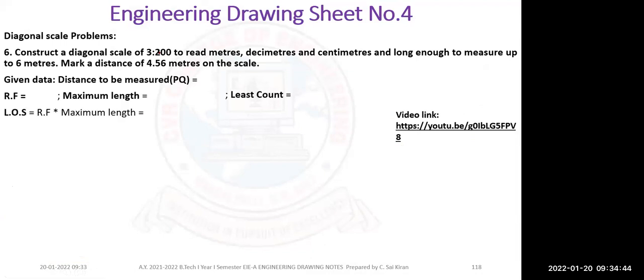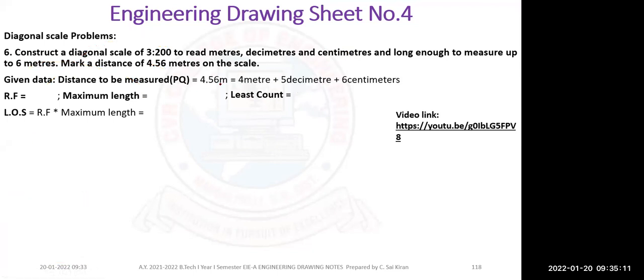So initially you have to calculate what is the PQ. PQ is 4.56 meters, and RF. In this problem, directly they gave RF, which is 3 by 200. Maximum length, long enough to measure up to 6 meters. So this 6 meters again you have to convert into centimeters. Least count is the centimeter. It can measure up to 1 centimeter. You can measure. So you have to calculate LOS.